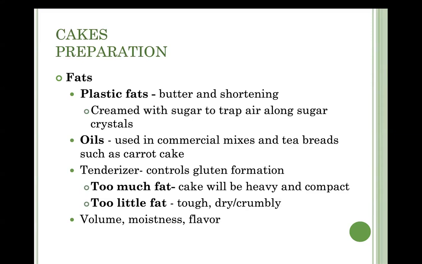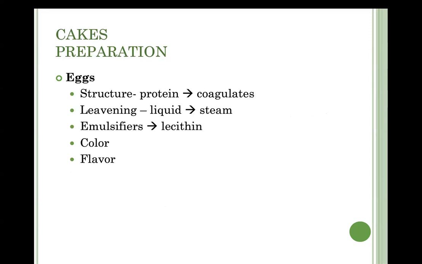So we want something that's got good volume, good moistness, and we all know where there's fat, there's flavor. So this is why we like using fat in our cakes and pastries. Eggs, we use them for our protein. The egg whites' proteins coagulate, meaning they go from a liquid form to something that's semi-solid.